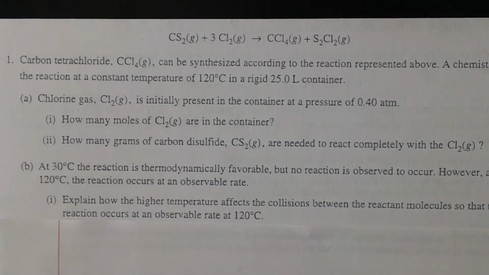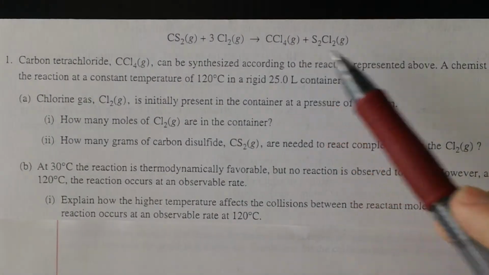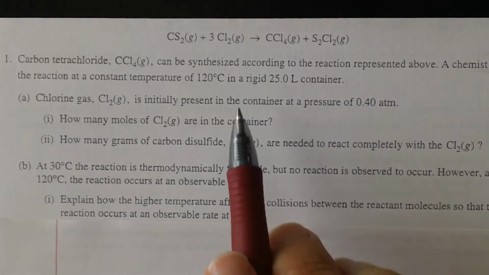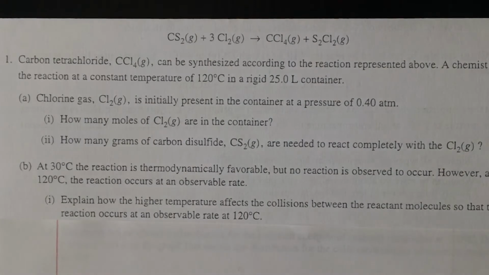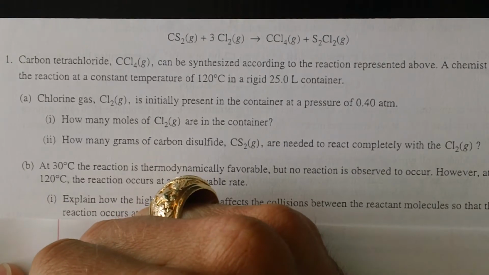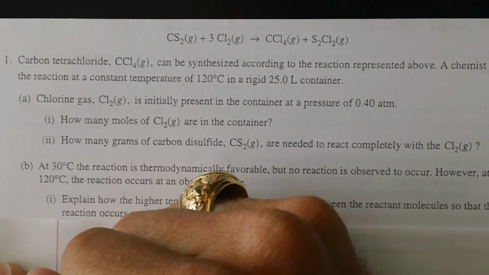Here we go, just so you can kind of look as we go. Carbon tetrachloride, synthesized according to the equation above. A chemist runs a reaction at 120 Celsius, 25 liters. We got a temperature and a volume. It gives a pressure of chlorine. How many moles of chlorine are in the container? At this point in our lives, we see temperature, pressure, and volume, we should be looking for PV equals nRT.